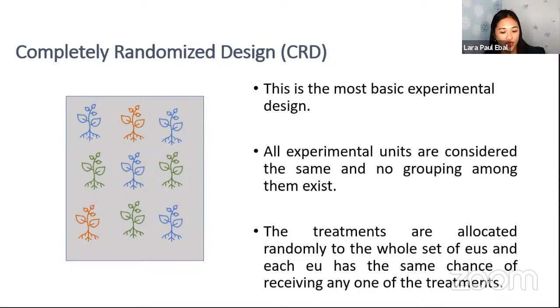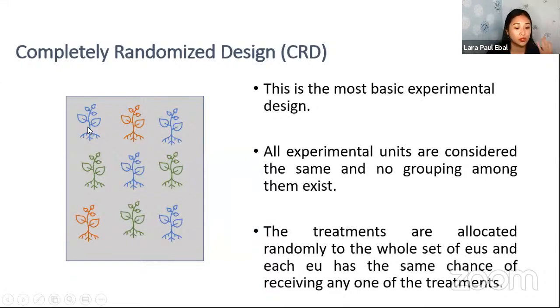Okay, and then the treatments are allocated randomly to the whole set of experimental units, so that's the EUs, and each experimental unit has the same chance of receiving any of the treatments. So as you can imagine, this is the picture. We have, for example, different plants, and then we have these treatment levels: blue, orange, and green.